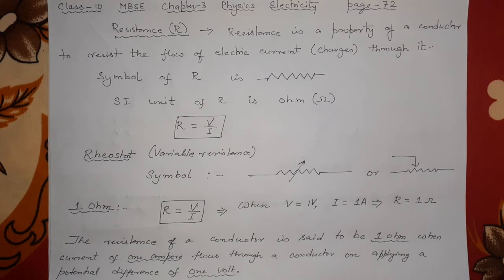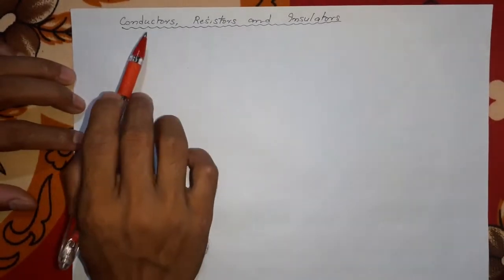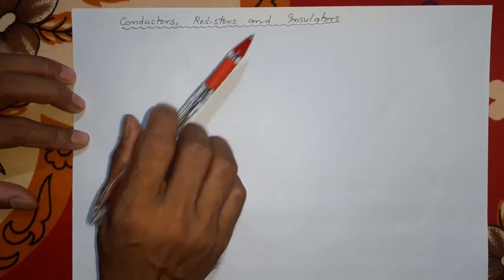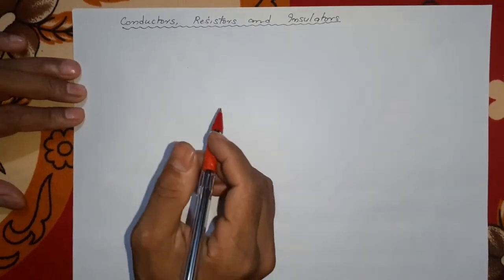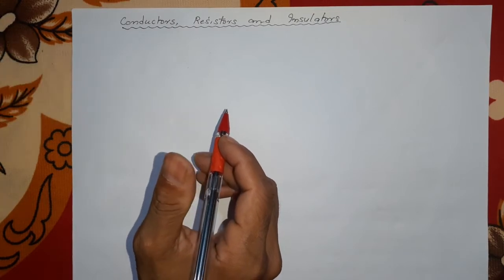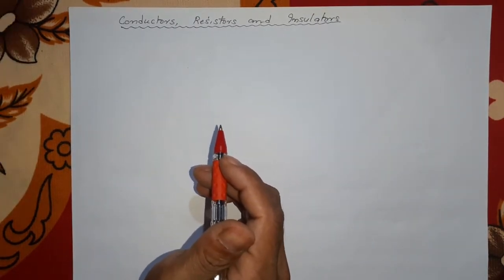Next topic. Now this topic is conductors, resistors, insulators. Of course, there is one more in between. We'll understand what that is also. Let us see. You know that resistance is different for different materials. If it is gold, it will be different. If it is iron, it will be different.